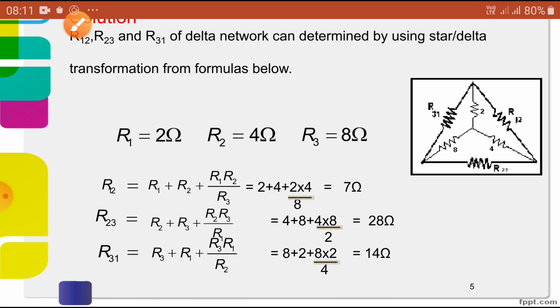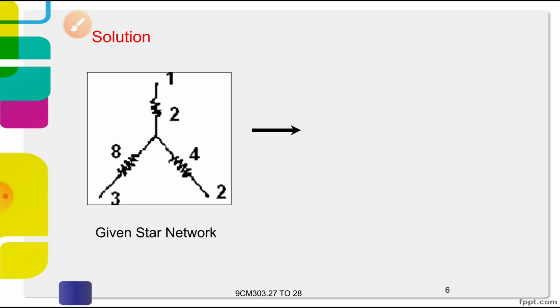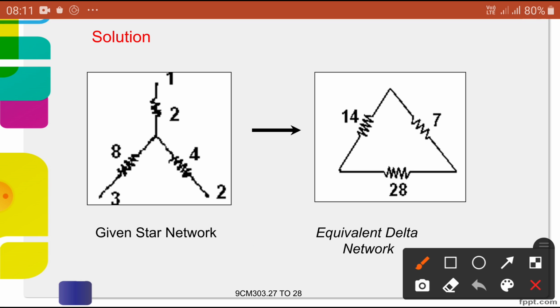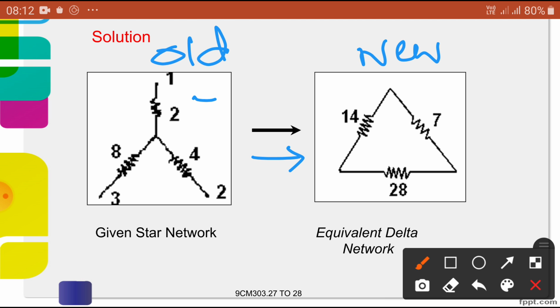Okay. Now do the other one. Whatever you got, the old values are given. Now convert them to the new values in delta. Consider this is an equivalent circuit. Now if I convert this to this, I will get the same values. Let us try it. So we got 7, 28 and 14. Simple. So shall we convert? Yes, let us do it.